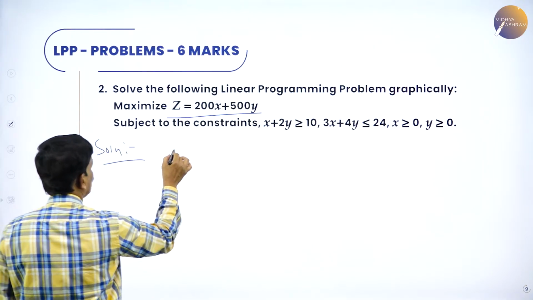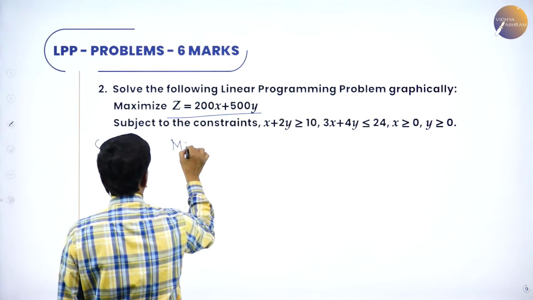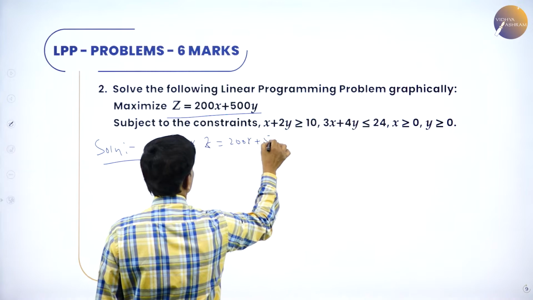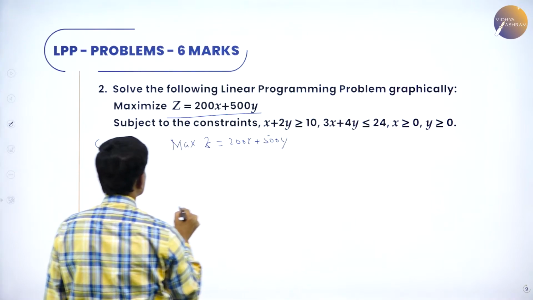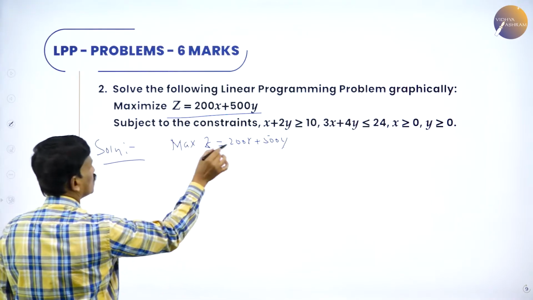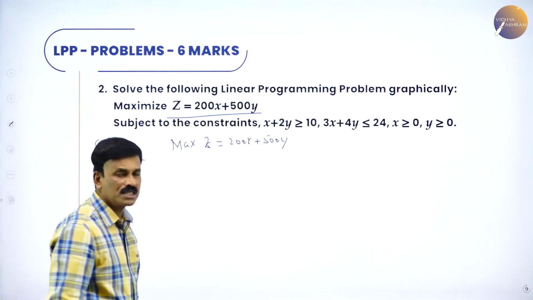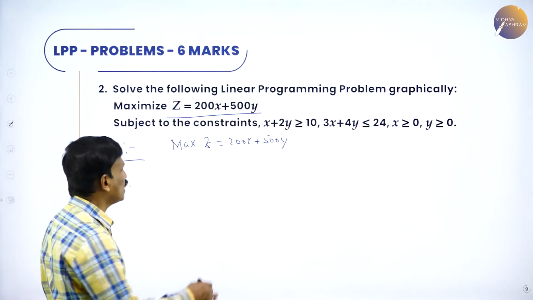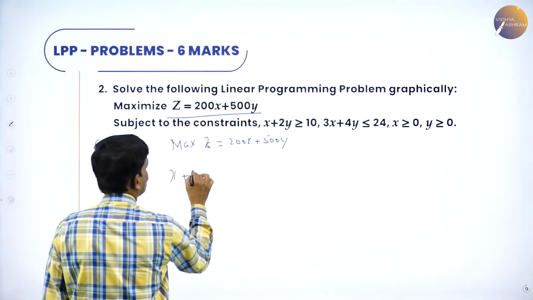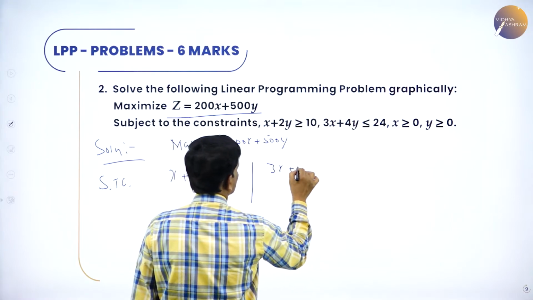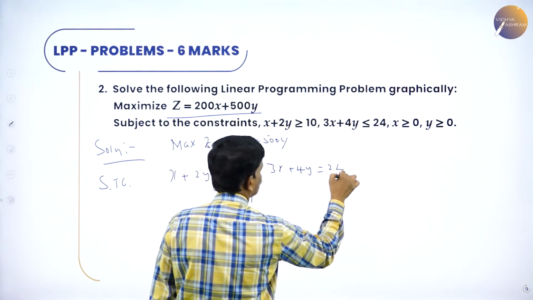What is the objective function? The objective function is max Z equals 200x plus 500y. What are the constraints? Subject to the constraints. Now, let us convert these inequalities into equalities. So, x plus 2y equals 10 and 3x plus 4y equals 24.